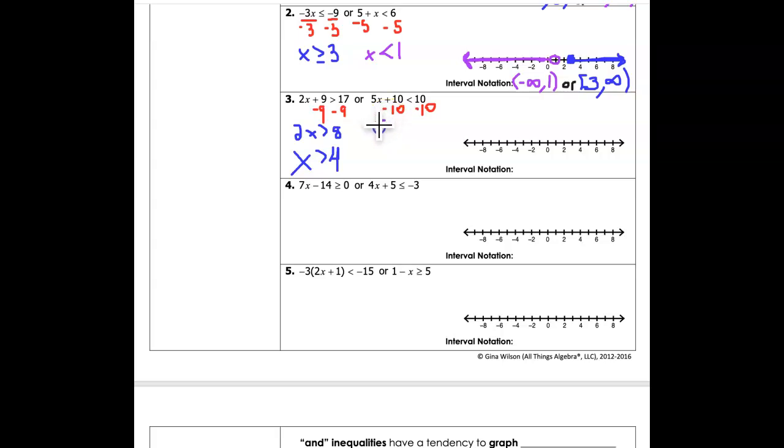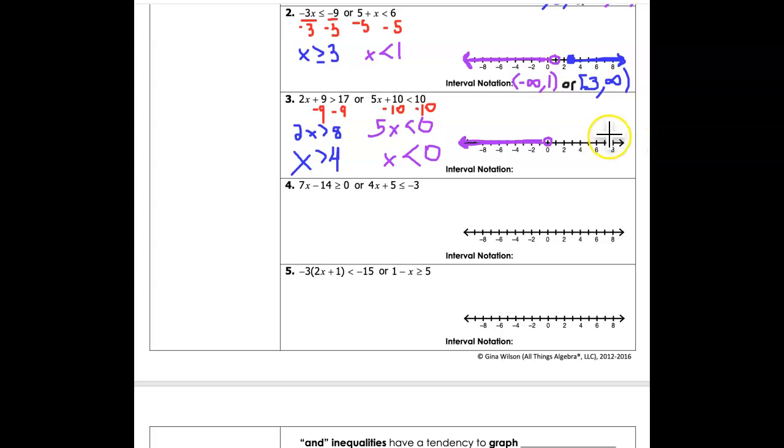On this second one, 5x is less than 10 minus 10 will give me 0. So now when I divide that by 5, 0 divided by 5 just stays 0. So x is going to be less than 0. We go to graph them. So I put my circle on 0, does not get filled in. We're going to the left on that one because I want x to be less than 0.